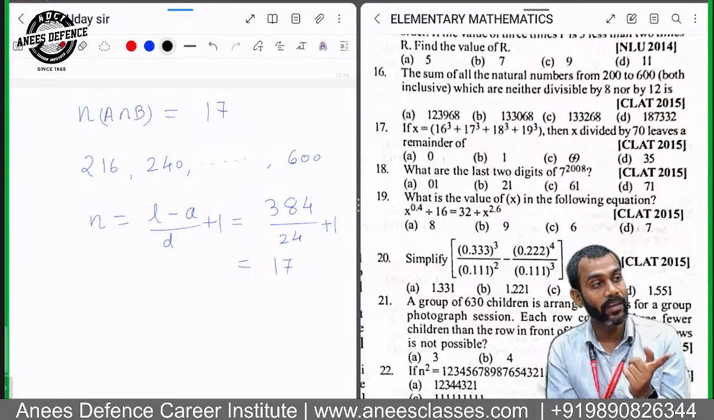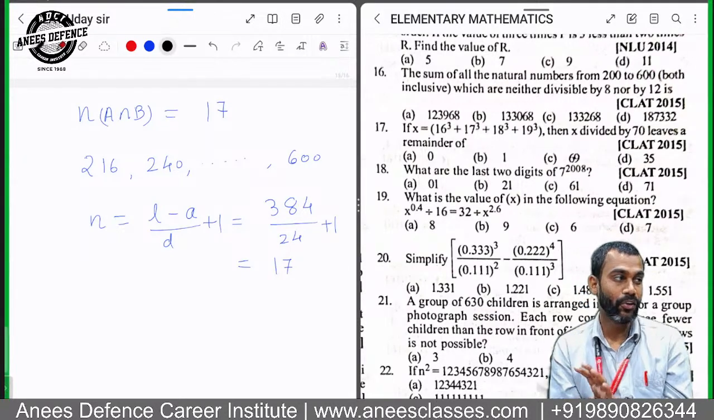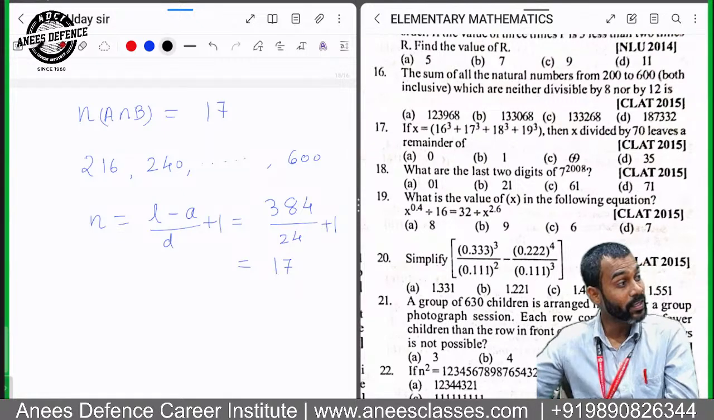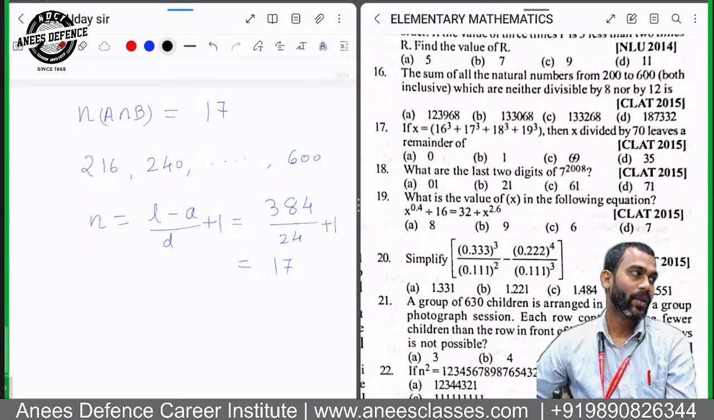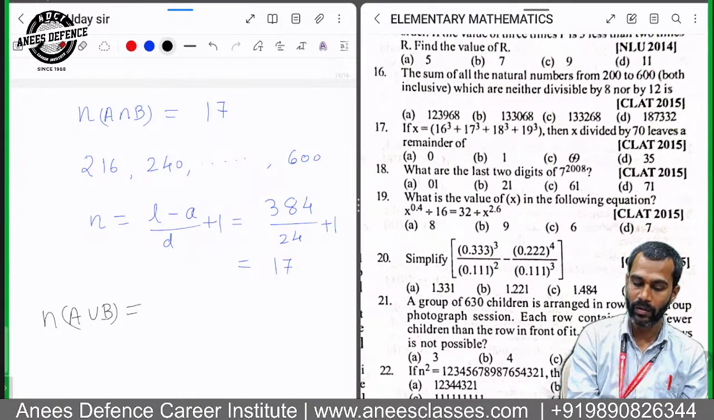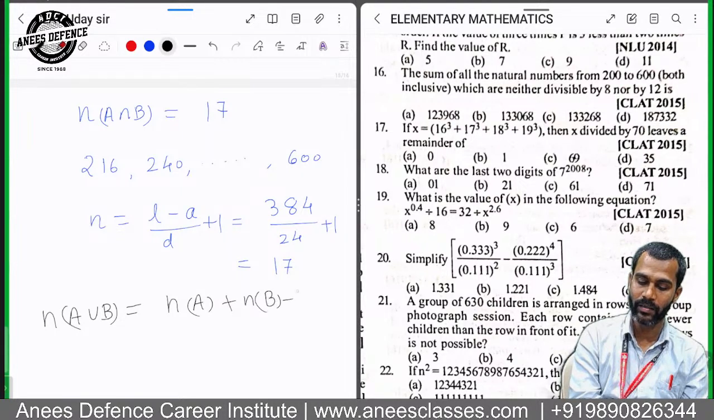So we have to find out the numbers which are divisible by either 12 or 8, and then subtract from the total in order to get the number of numbers from 200 to 600 which are neither divisible by 8 nor 12. Yes or no? So tell me, N of A union B is equal to what? What is the formula? N of A plus N of B minus N of A intersection B.